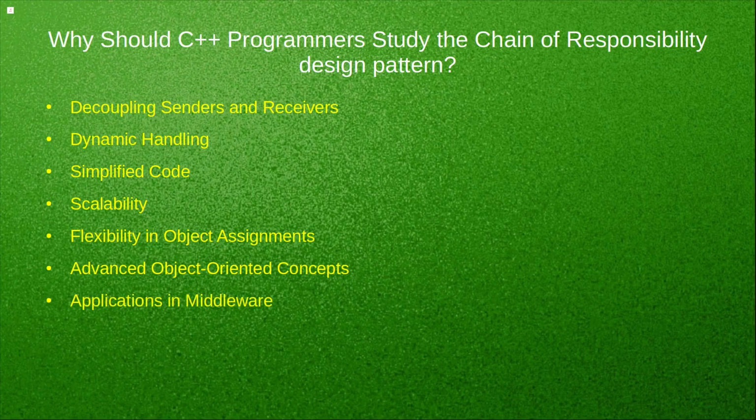Applications and middleware. C++ is often employed in systems where middleware plays a significant role, such as in networking or communication systems. The Chain of Responsibility pattern is a common approach in such contexts where a request like a packet or a message may pass through multiple stages or layers of processing.